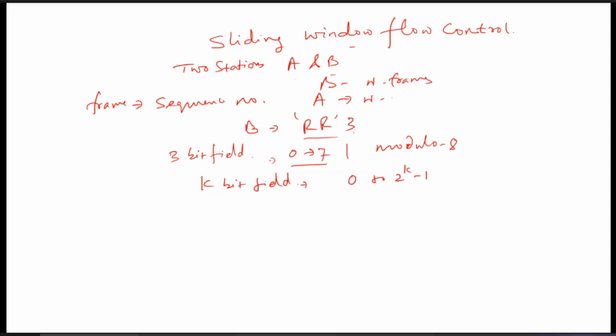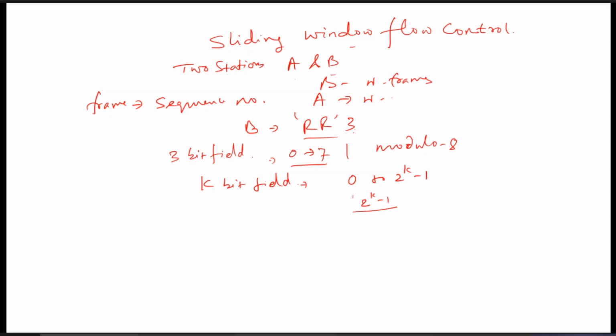Now what will be the maximum window size? For a k-bit field, the maximum window size will be 2 to the power k minus 1. Right. Not 8, actually it will be 1 less. Why? We'll see that later on. But with 3 bits, the maximum frame number can be 0 to 7.